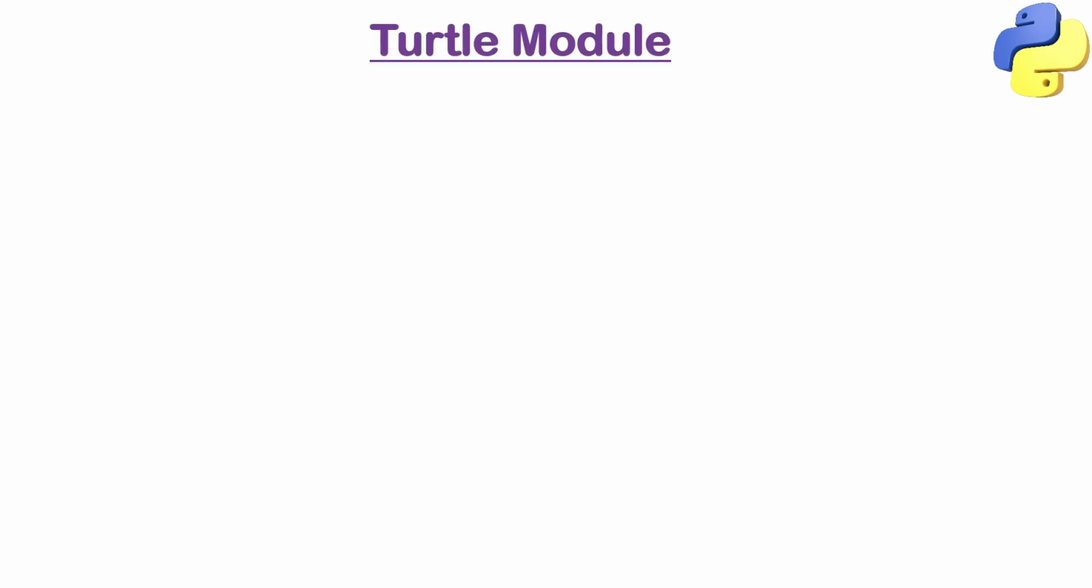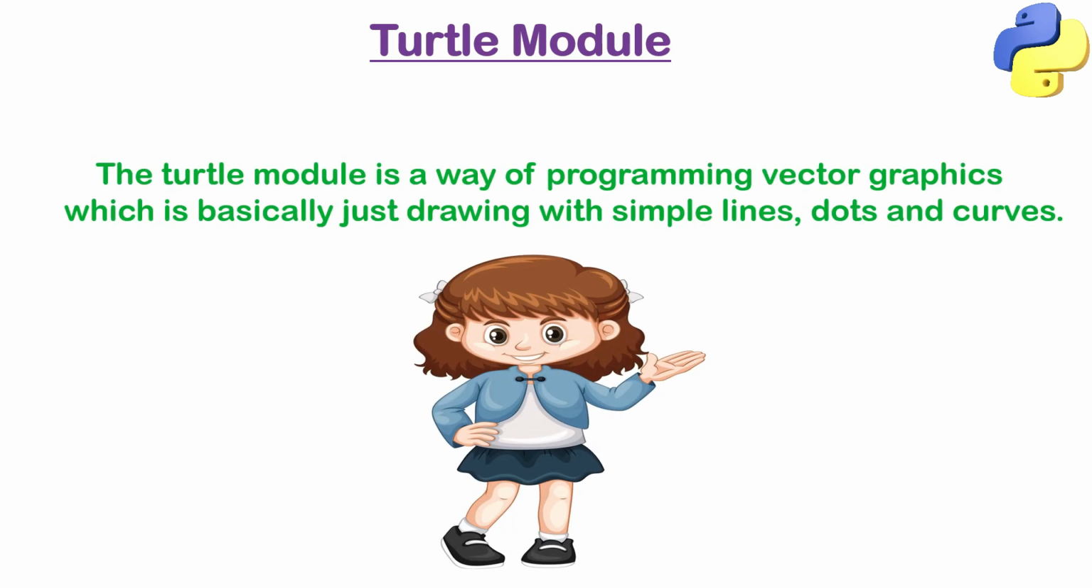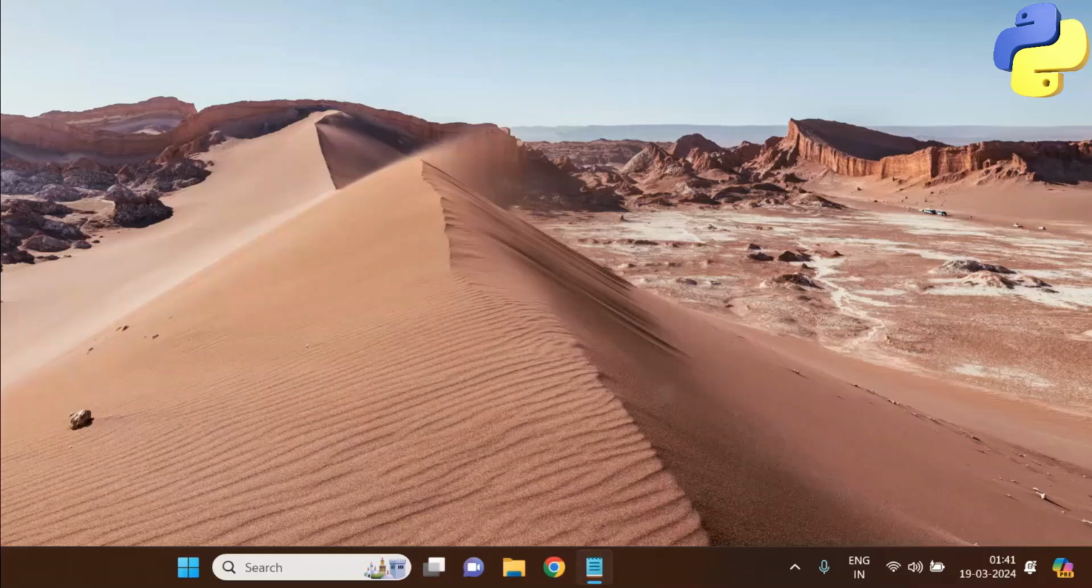Now we will be using the Python turtle module. The turtle module is a way of programming vector graphics, which is basically just drawing with simple lines, dots and curves. Now we will see how the turtle works.